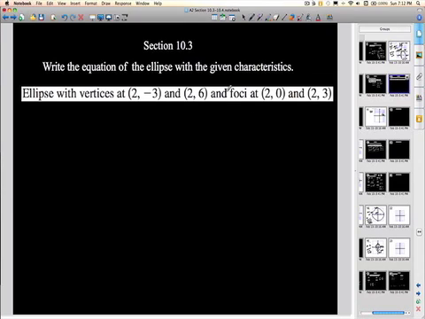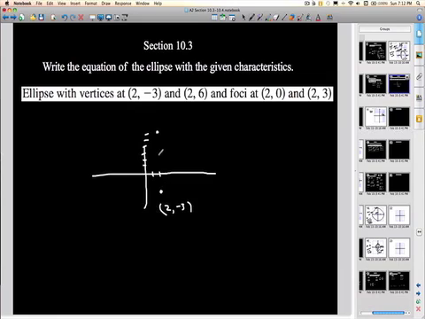If I want to write my equation now, this is a little more complicated. They're giving me vertices and they're giving me foci. Okay, so let's make a really quick sketch just to make sure that we are clear about what we're talking about here. So you notice that everything has an x-coordinate of 2. Right? So I have vertices at 2, -3, and at 2, 6.